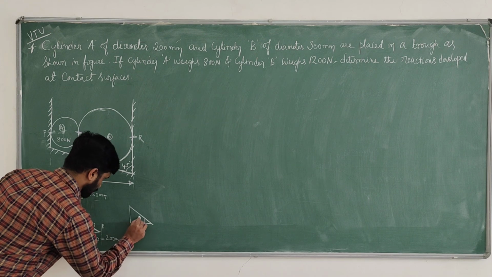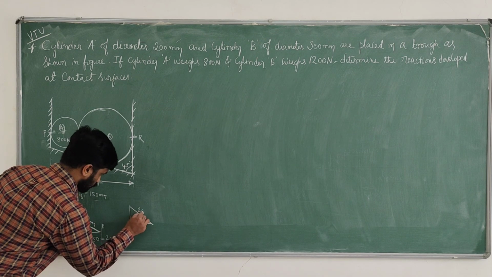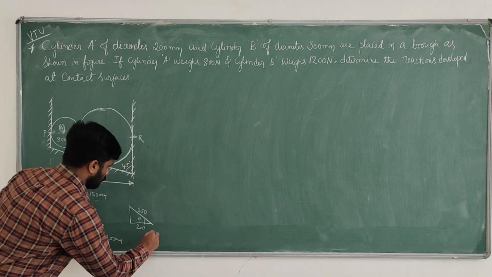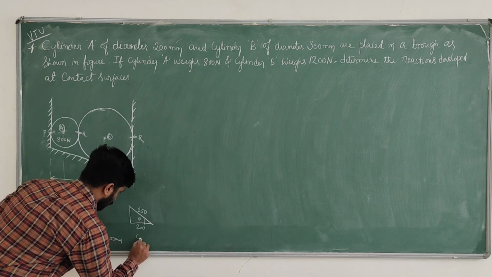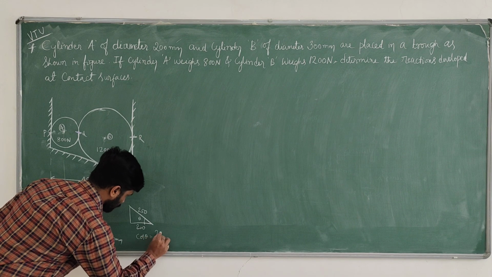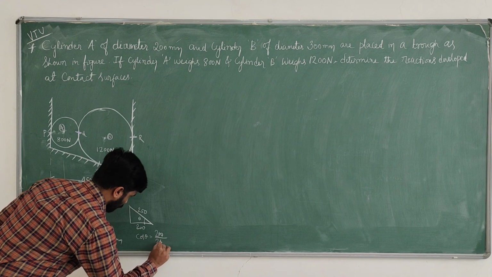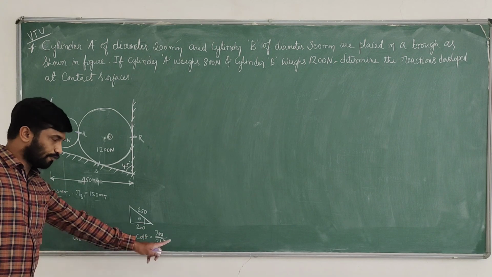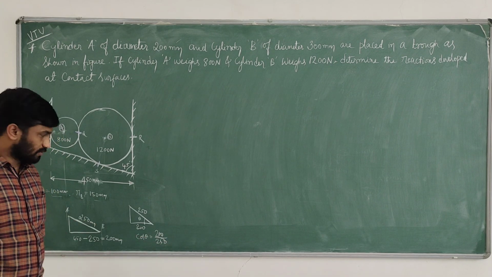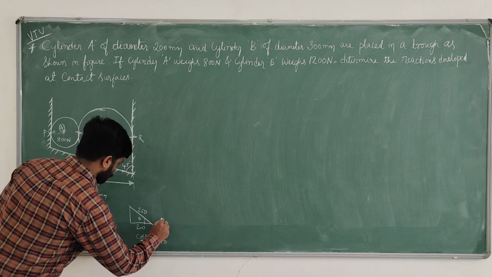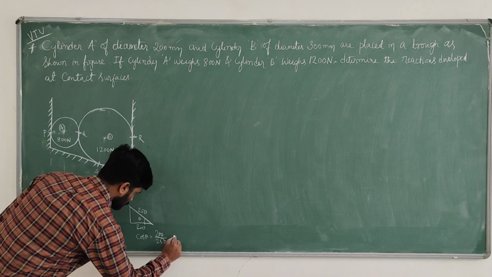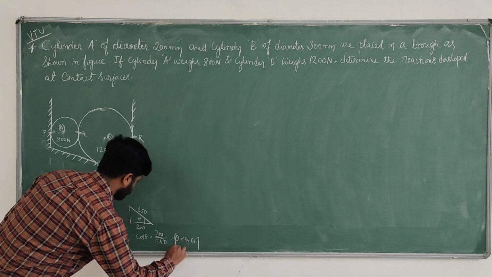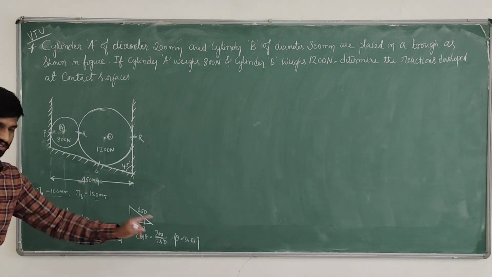So we have the triangle like this, and we can determine this theta. This is 250 and this is 200. Take cos theta, which equals adjacent by hypotenuse, so 200 by 250. Theta equals cos inverse of 200 by 250. What is the theta value? 36.86. So this angle is 36.86 degrees.